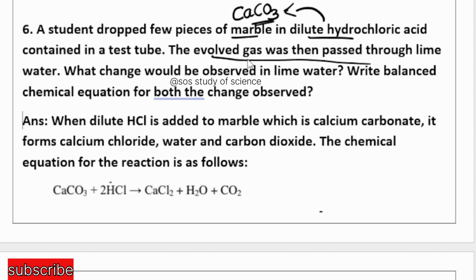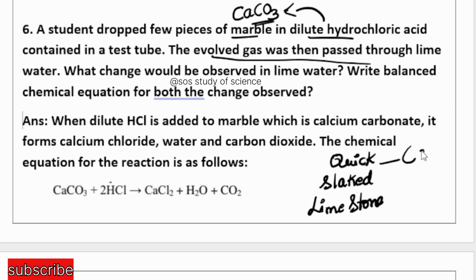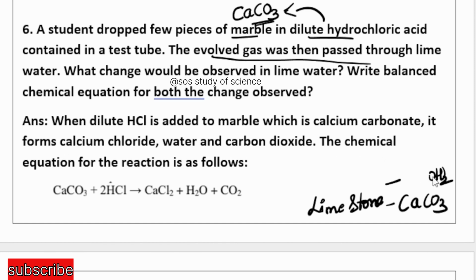So, the evolved gas was then passed to the lime water. What is the formula of lime water? You should know the formula of quicklime, the formula of slaked lime, also called lime water, and also the formula of limestone, which is also called marble. Very important, my dear students. Quicklime formula is calcium oxide, slaked lime is calcium hydroxide, and limestone is calcium carbonate. It is very important to know these three formulas. If you know them, it is easy to answer these kinds of questions.